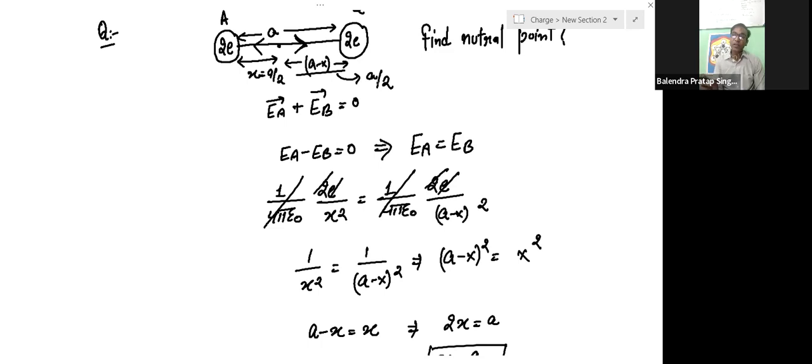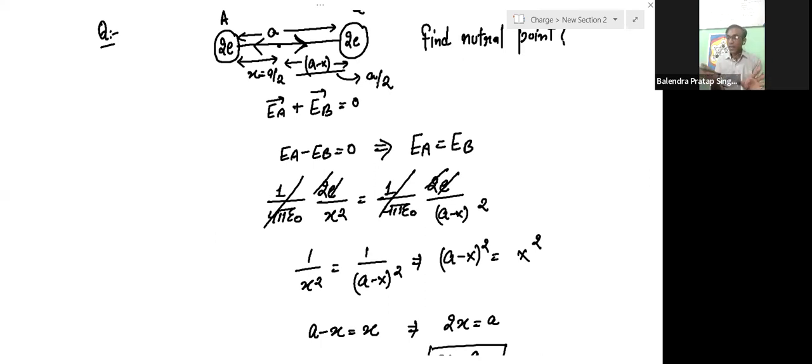This must be a by 2 if two same charges, the same amount of charge, 2e, 2e or 4e, 4e or 8e, 8e, and they are separated by a, 2a, 3a, some equal separation, then you can get the neutral point at the center, just in between the charges. Any separation, just take it half. The neutral point exists at the center, meaning half distance from one charge and another half distance from the other charge.